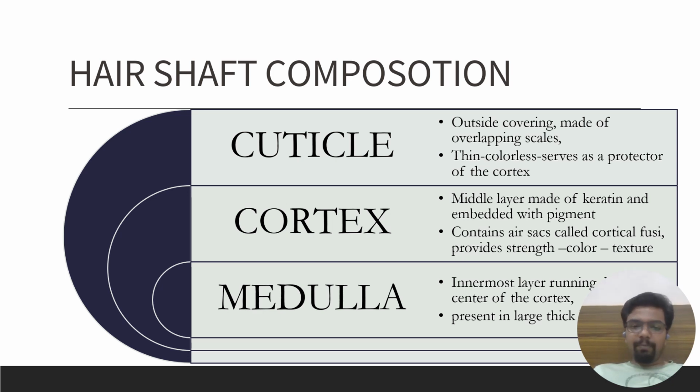So I prepared this figure where you can see the medulla is the center core part, the innermost layer, and present in large thick hairs. The cortex is the middle layer, made of keratin and embedded with the pigment. It also contains air sacs called cortical fusi and provides strength, color and texture. And the cuticle is the outermost layer, the outside covering, made up of overlapping scales, thin and colorless, which serves as a protector of the cortex.